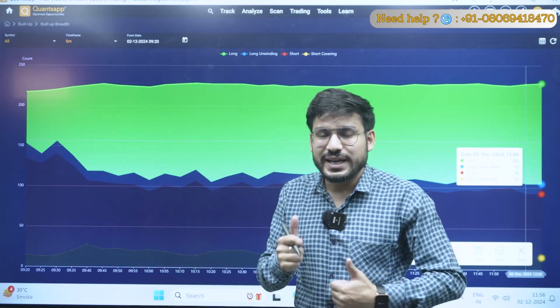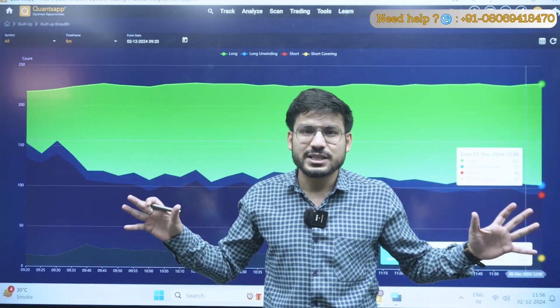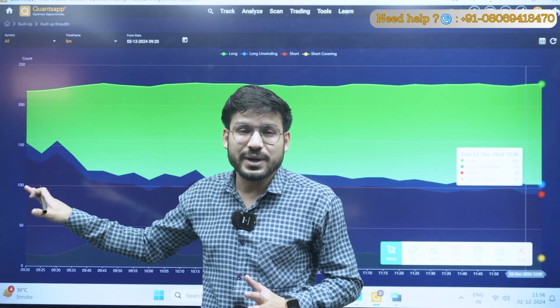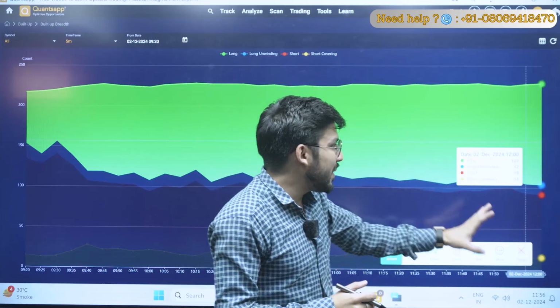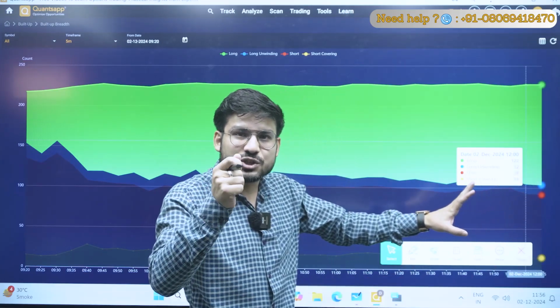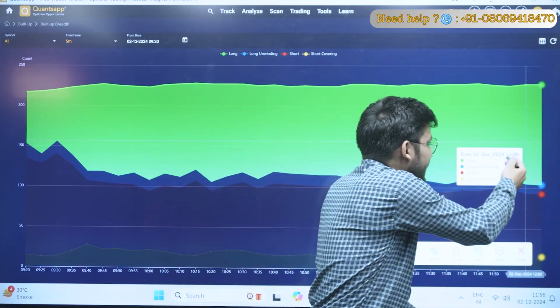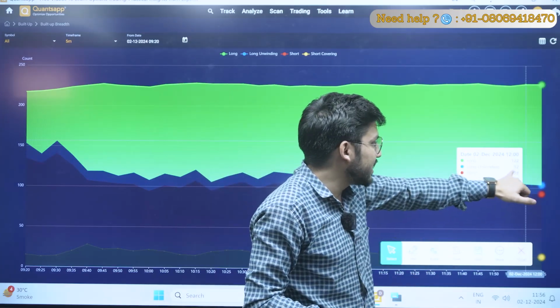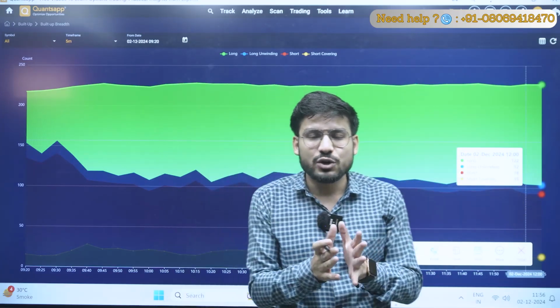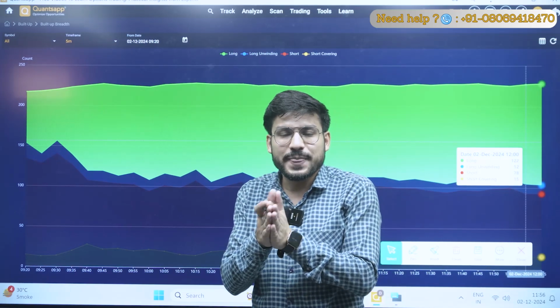Now, if I'm trading intraday and the sentiment of the market is bullish, which I have seen in the build-up breadth, I will go and choose the stocks. The probability of choosing a good stock from these 122 is greater than selecting from these 78, right? So I will go with the stocks that are giving me a bullish sentiment.